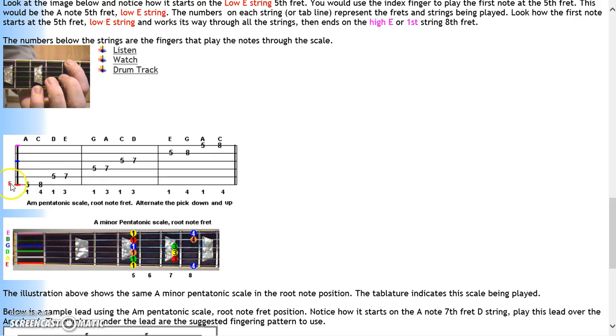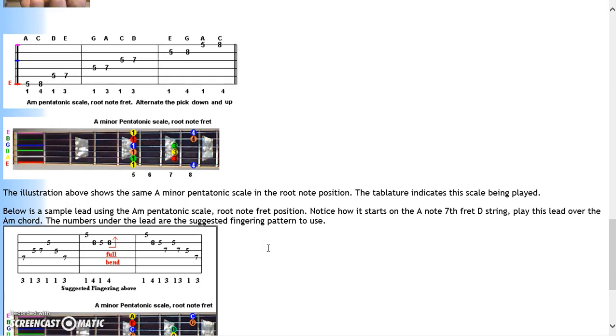You would play on the fat E the 5th fret, the 8th fret, 5th, the 7th, 5th, the 7th, 5th, 7th, 5th, the 8th, 5th, 8th. This is the A minor pentatonic scale at the root note fret. And when we learn how to play lead guitar, we'll learn this A minor pentatonic scale in every position.